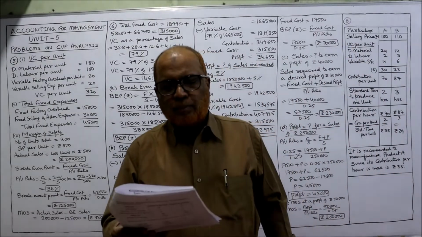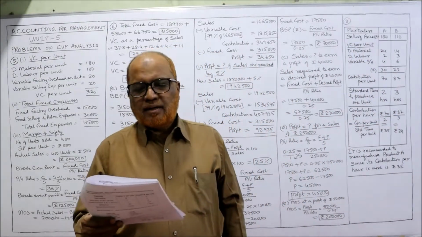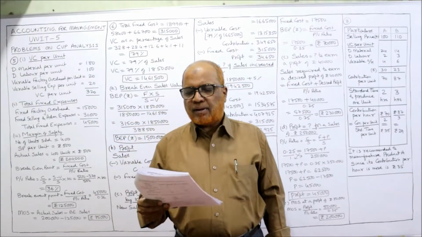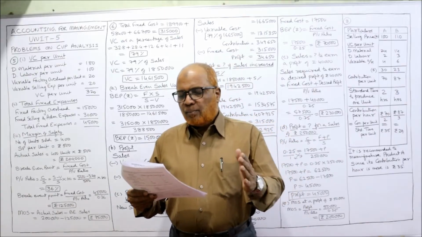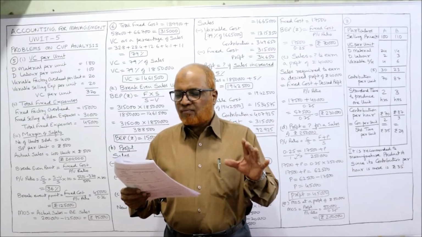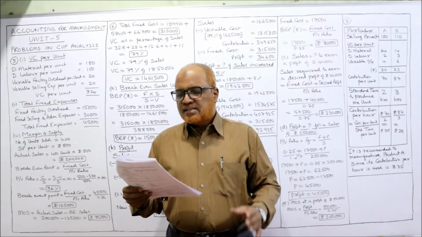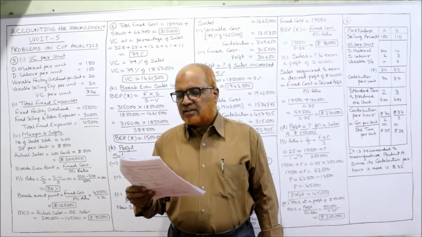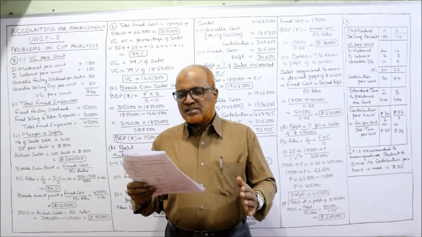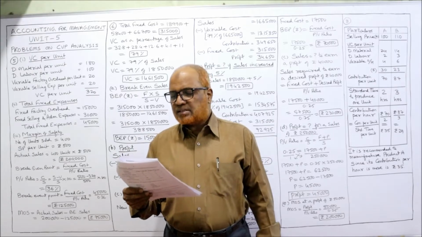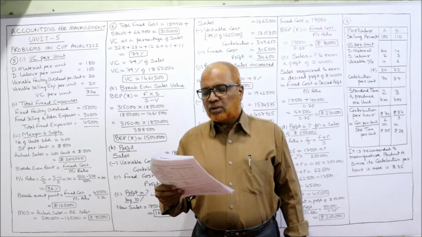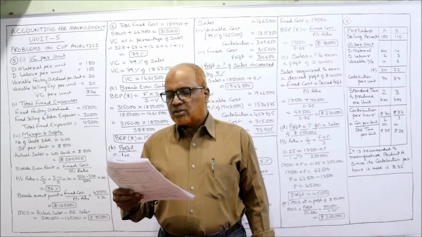Now see the fifth problem, problem number 5. Direct material per unit 180 rupees, direct labor per unit 100 rupees, variable factory overhead per unit 20 rupees, total fixed factory overhead 15,000, selling price per unit 500, variable selling expenses per unit 20, fixed selling and administrative expenses 30,000. Required: calculate the total variable cost per unit.